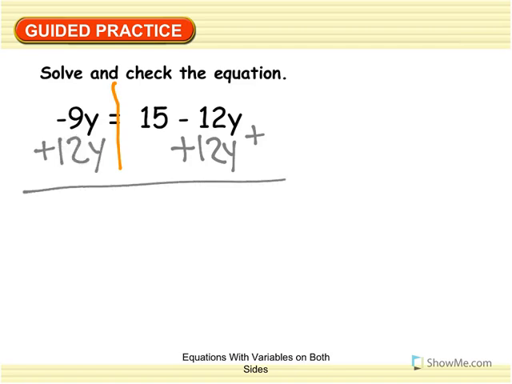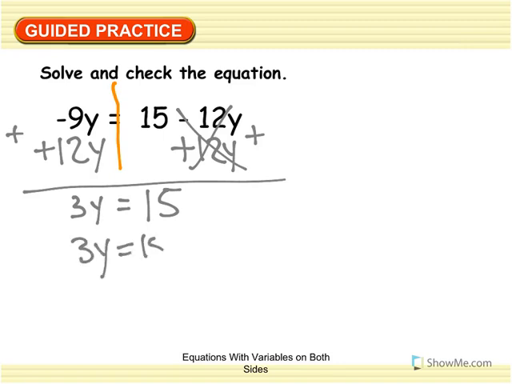All right, so negative 9y plus negative 12y plus 12y is 0. So I bring down my 15. And negative 9y plus positive 12y is 3y. Well, that was pretty easy, right? 3y equals 15. I divide by 3, and y is 5.